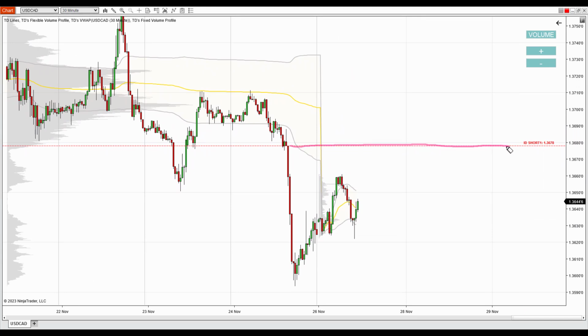It is a resistance which I also published in the members area for members of my trading course. The resistance is at 1.3678, and it is based on two things.